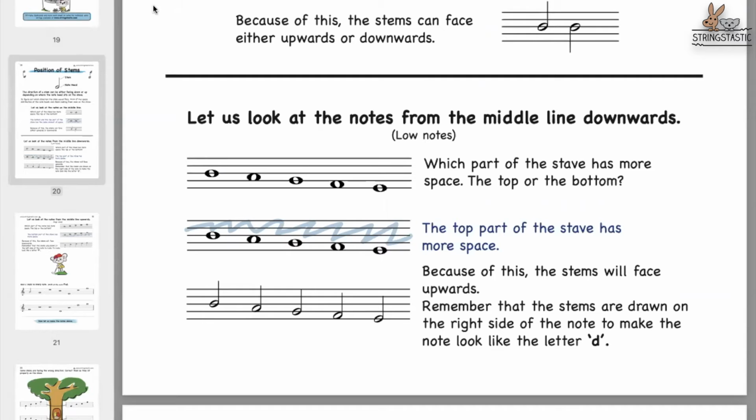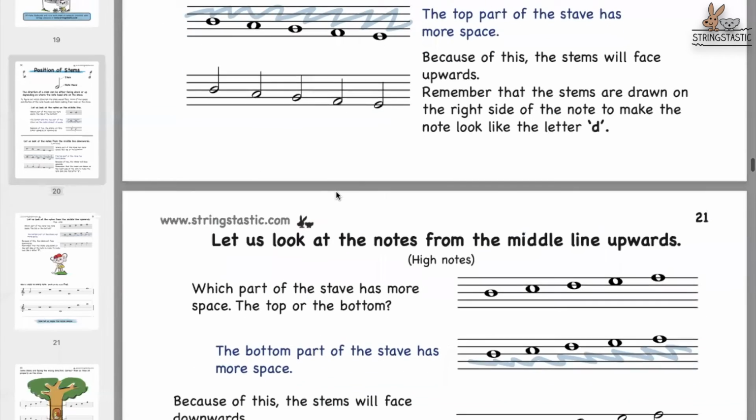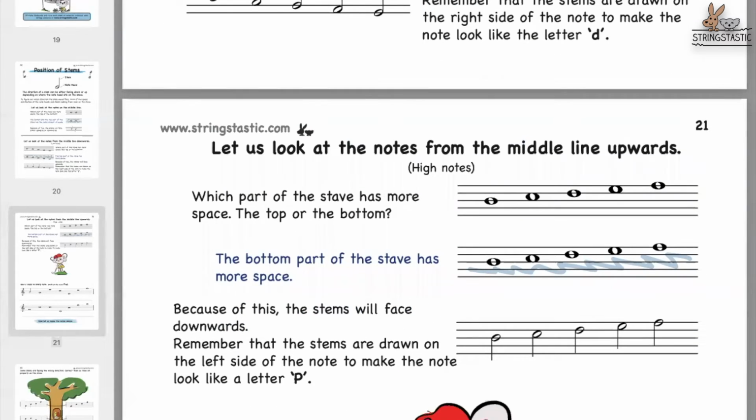That is all I'm going to say about that. Let's look at these notes here. Now, what happens when you have notes from the middle of the stave upwards? Which part of the stave has more space? The bottom part of the stave or the top part of the stave? Bottom part. Which means, which direction does the stem grow to even out the space? Bottom. Okay, so the stem grows downwards, right? Brilliant.